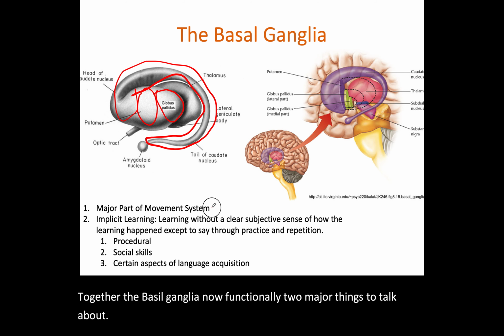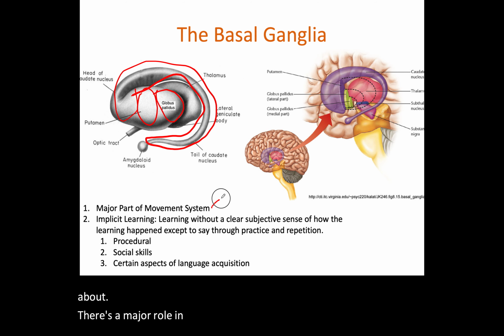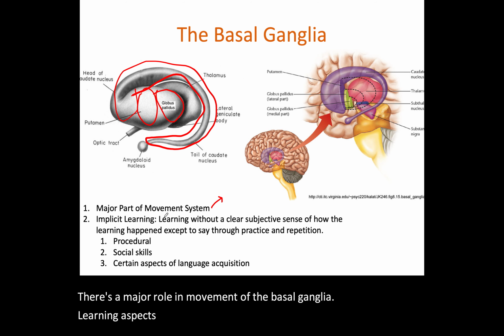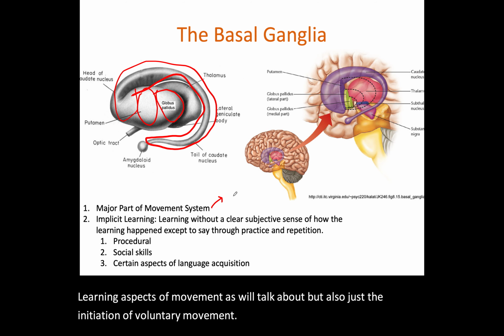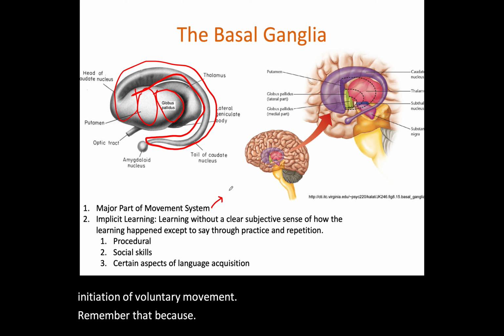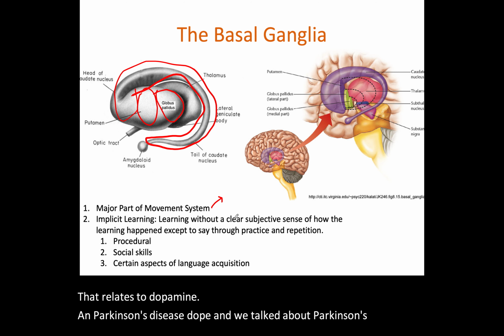Now, functionally, two major things to talk about. There's a major role in movement of the basal ganglia. Learning aspects of movement, as we'll talk about, but also just the initiation of voluntary movement. Remember that because that relates to dopamine and Parkinson's disease. Dopamine we talked about, Parkinson's we will come back and talk about.